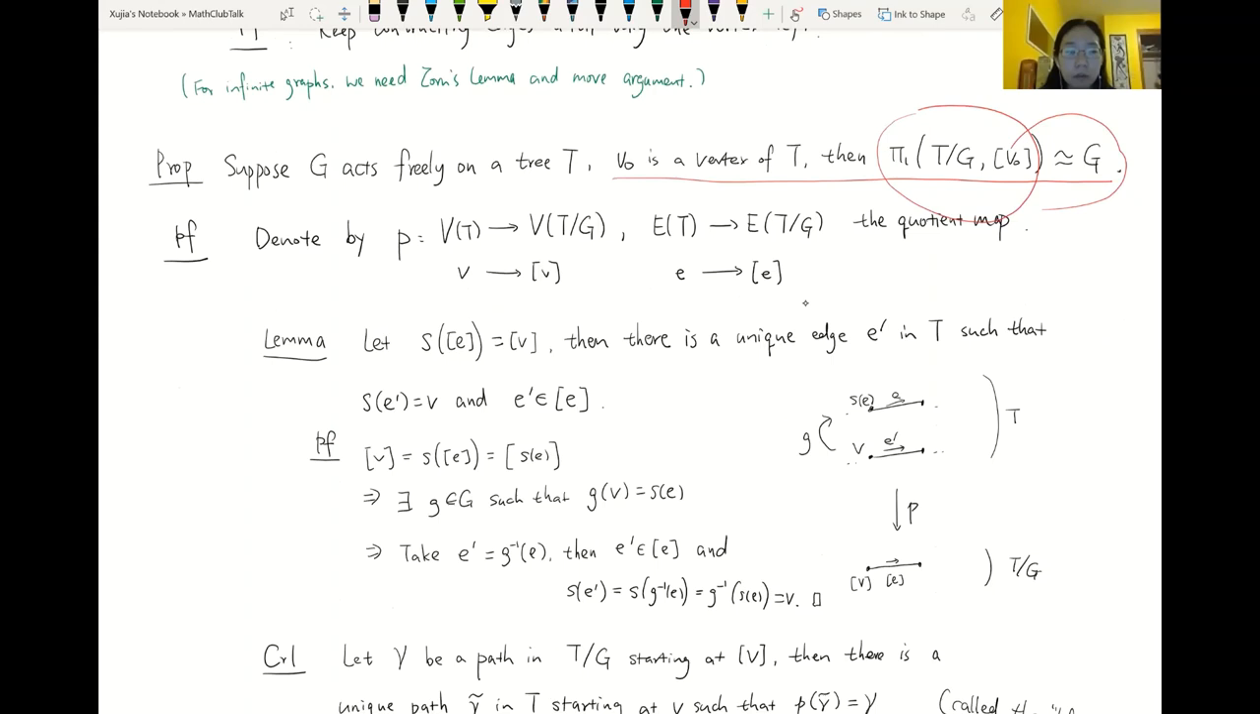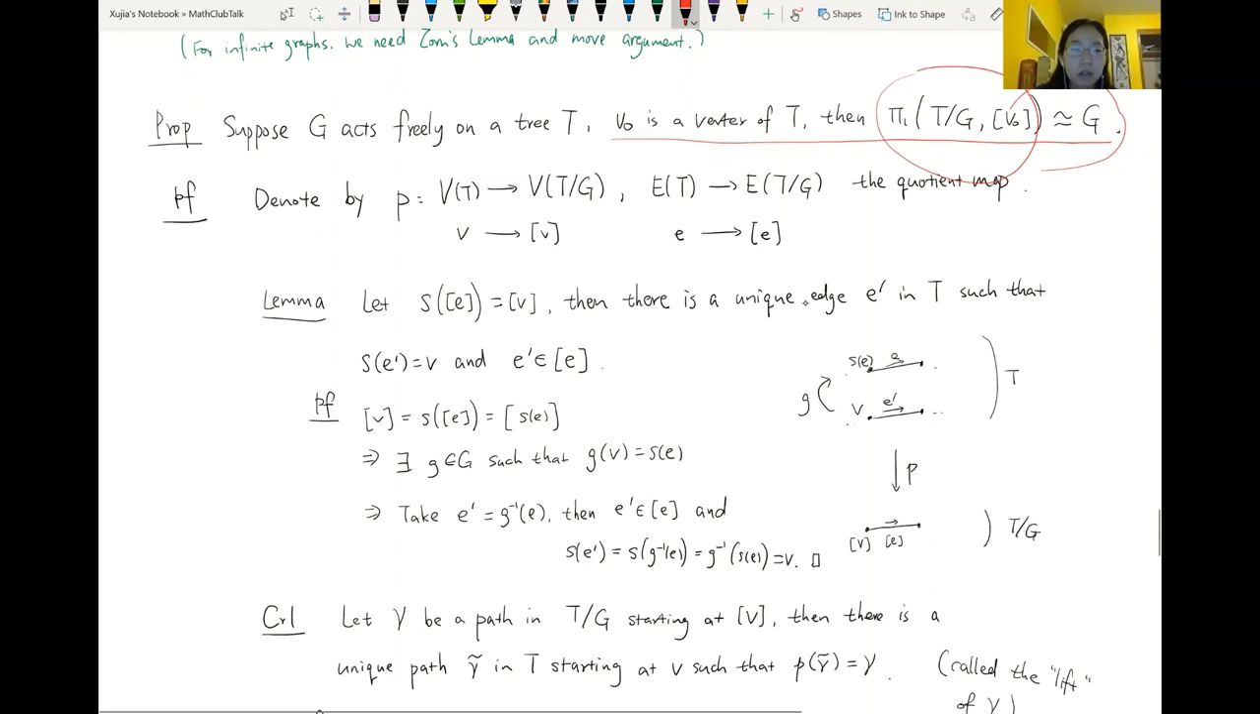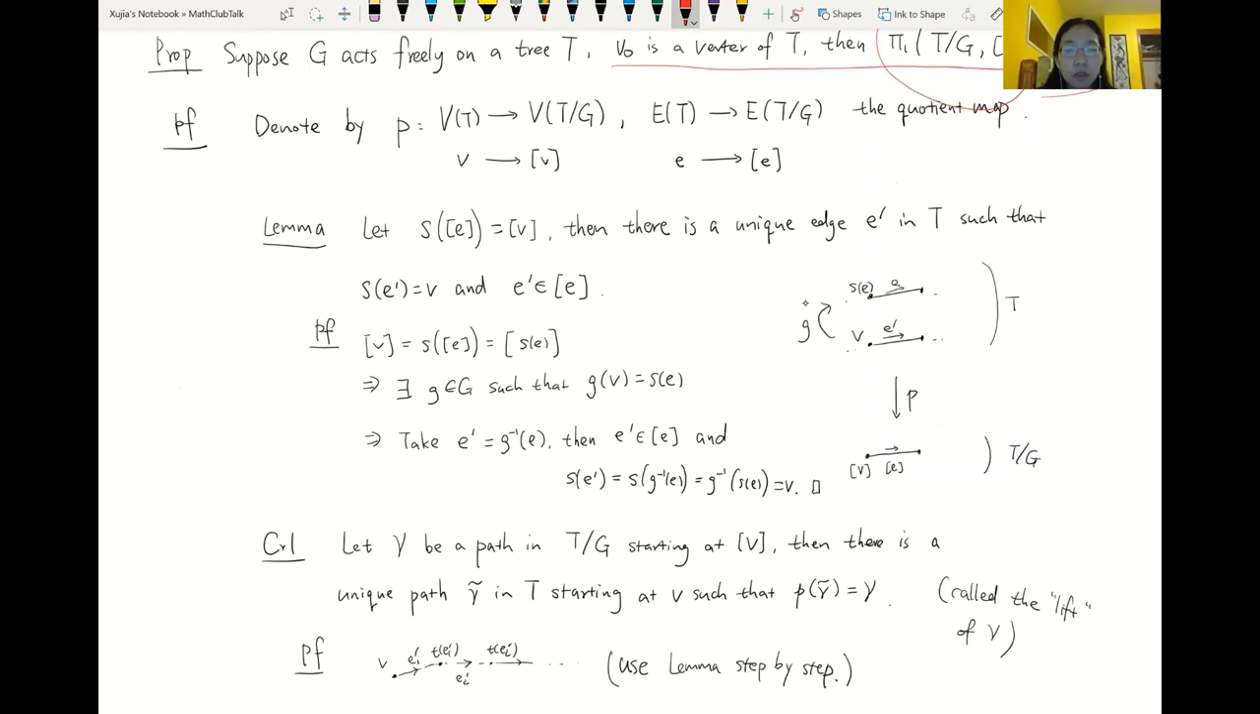Okay, let's denote by P the quotient map mapping a vertex to its orbit. A lemma here is, let me just use this picture to illustrate. Suppose this E orbit is an edge in the quotient graph whose source is this V orbit. Which means we have a vertex V here that lies in this V orbit, and we have an edge E here which lies in this E orbit. A priori V doesn't have to be the source of E, right? The lemma says that there is a unique edge E prime whose source is V that also lies in this E orbit.